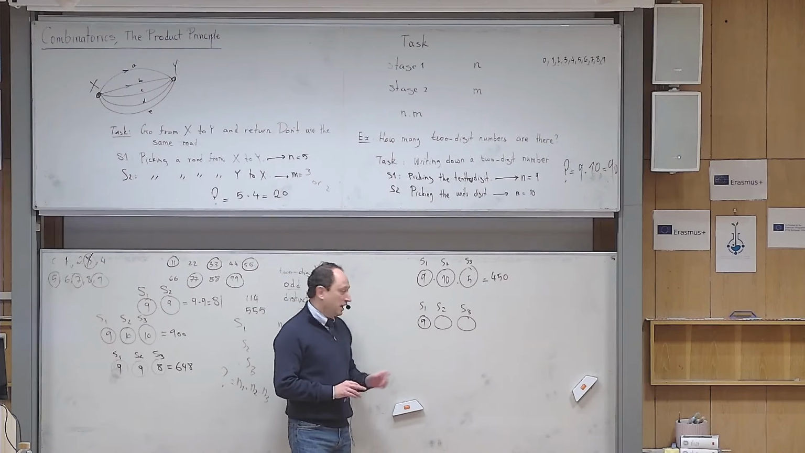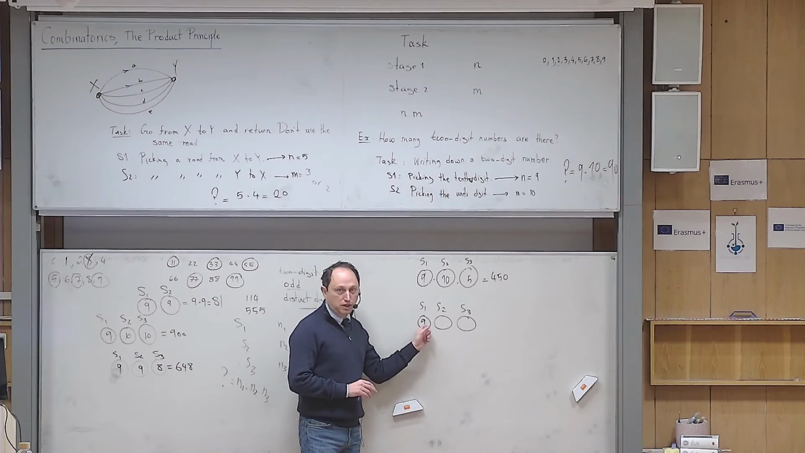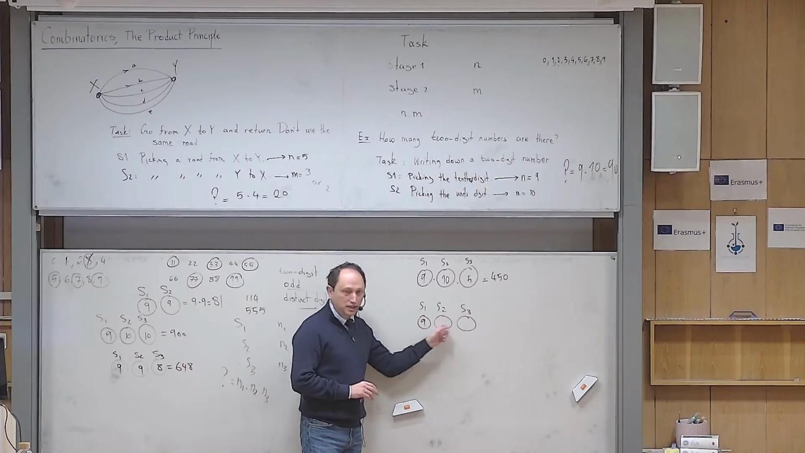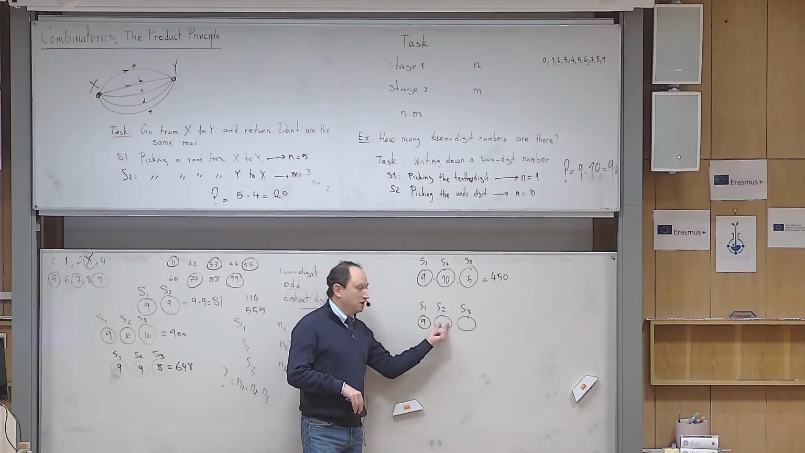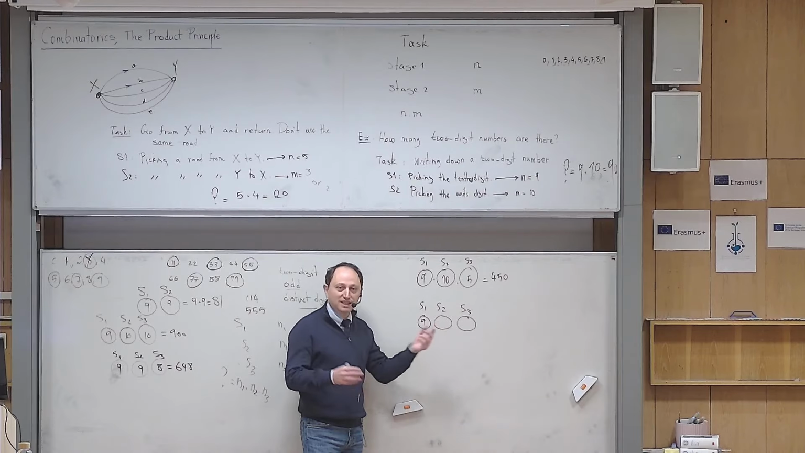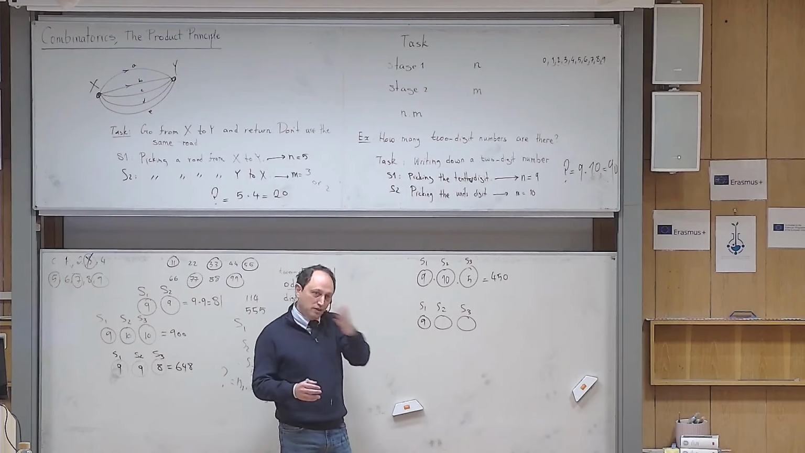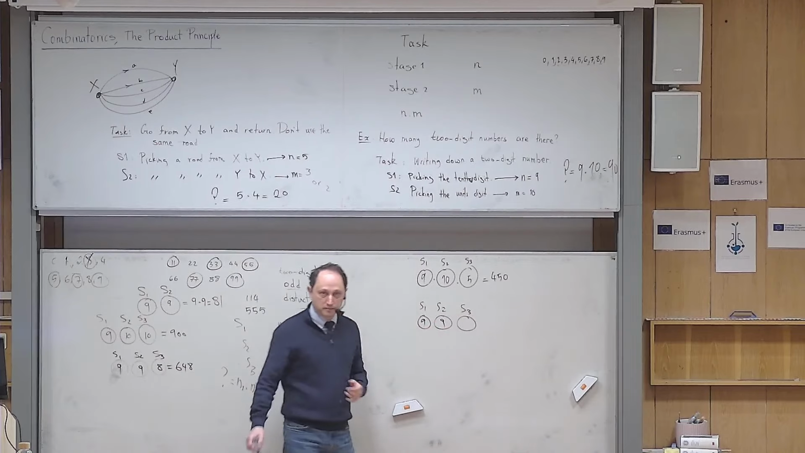Because this time I cannot use this, but I don't have any constraints about 0. Here when I said 9, I eliminated 0 from being put here. So for example, I put 7 here. And then I am not allowed to put 7 here because I want to respect being distinct, but I can use 0. So still, one option is gone, but one option is added. So I have 9 options.